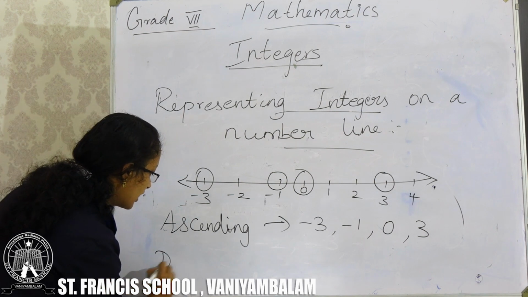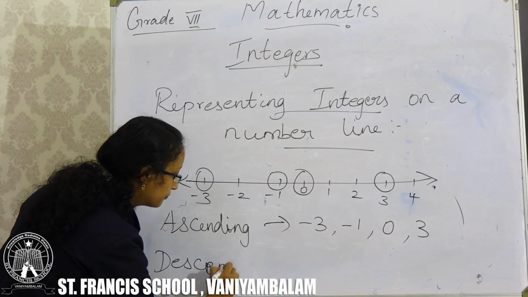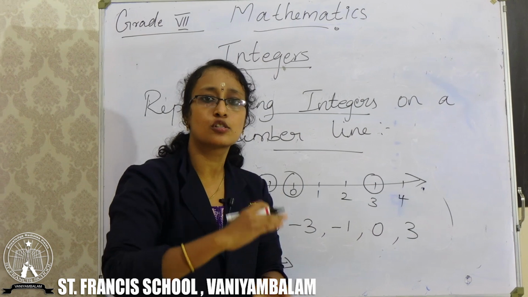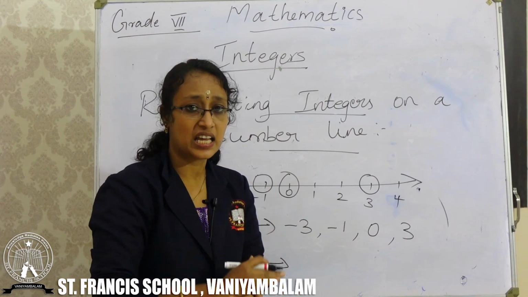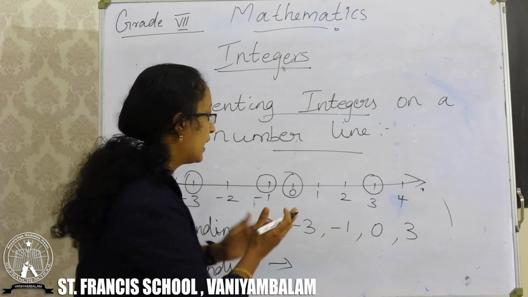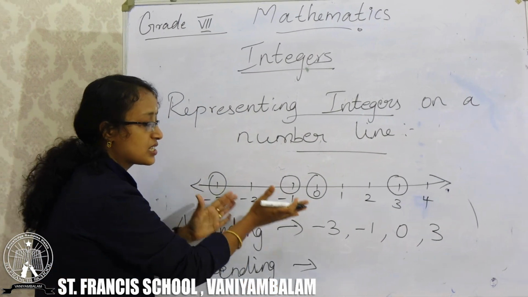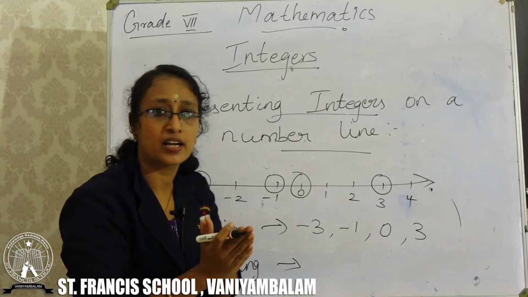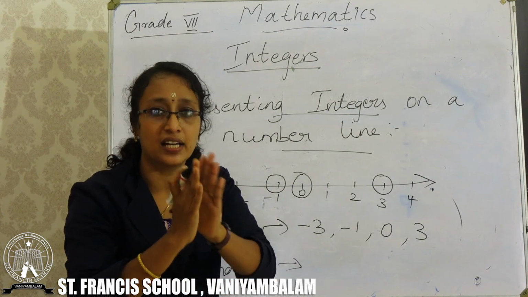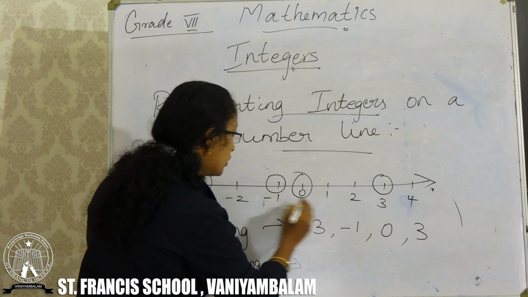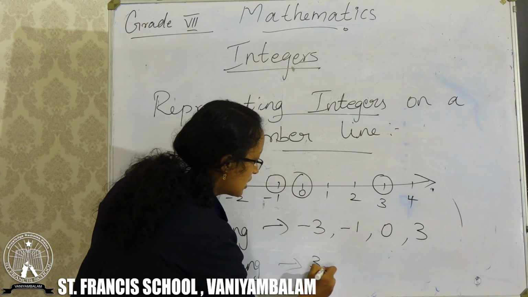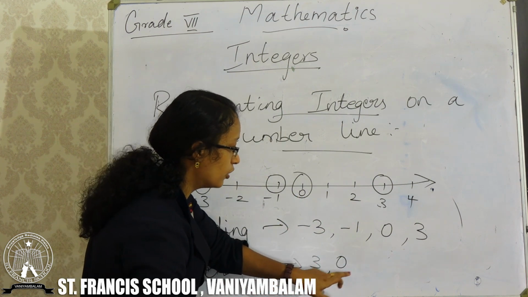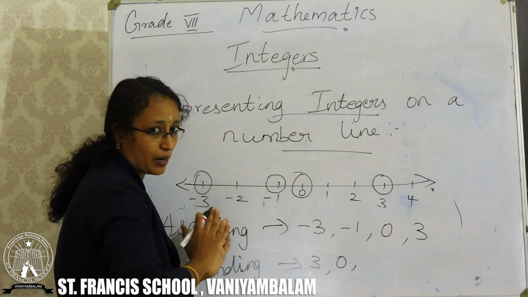Got it? Descending order is biggest to smallest. So biggest to smallest means positive numbers, 0 and negative numbers. In negative numbers, how will you check which is a greater number and which is a smaller number? In negatives, a bigger number is the smaller number and the smaller number is the bigger number. So you can write descending now: starts from 3, then 0, then negative. So you are writing from big to small.